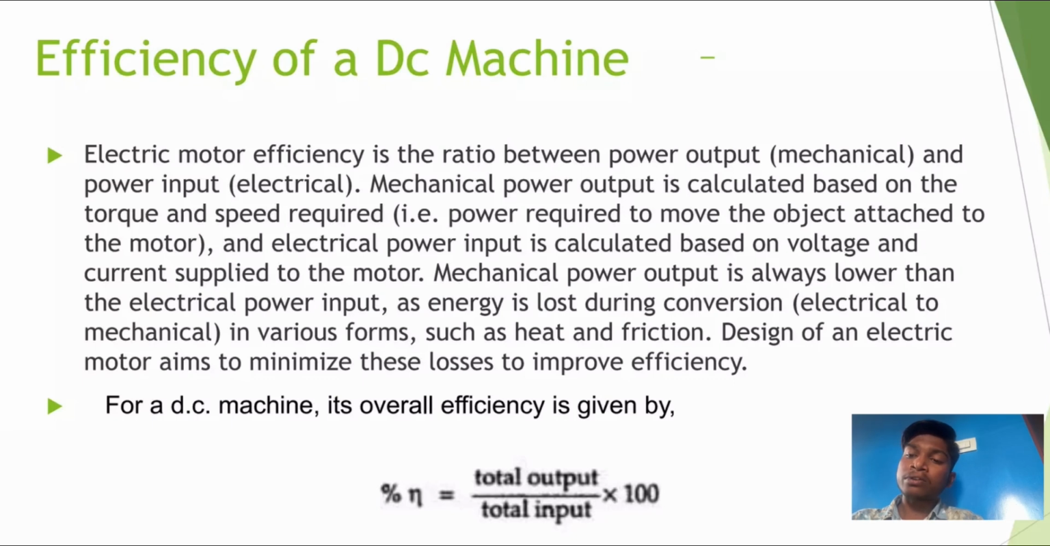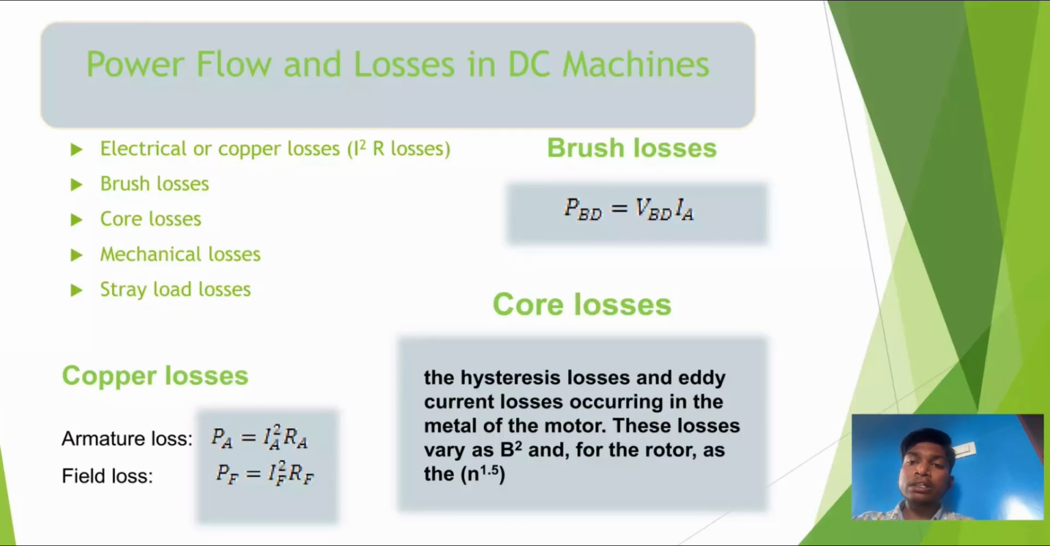Mechanical power output is always lower than the electrical power input, as energy is lost during conversion from electrical to mechanical in various forms such as heat and friction, and the design of an electrical motor aims to minimize these losses to improve efficiency. For a DC machine, its overall efficiency is given by efficiency equals total output by total input into 100. And here is the power flow and losses in DC machines: electrical or copper losses, which we can call I squared R losses, and brush losses, core losses, mechanical losses, stray load losses.